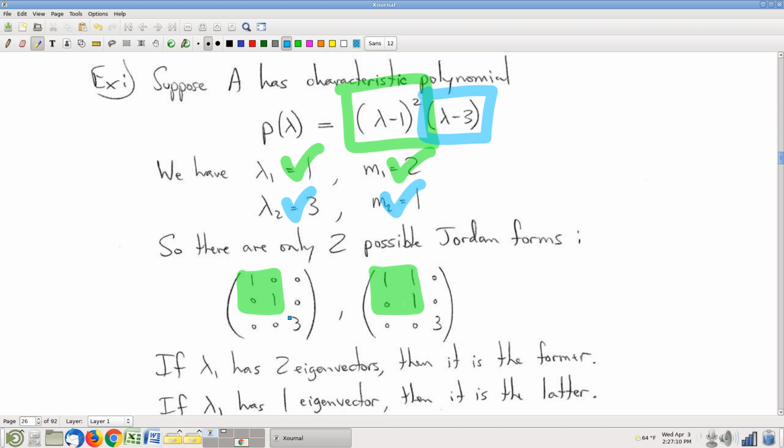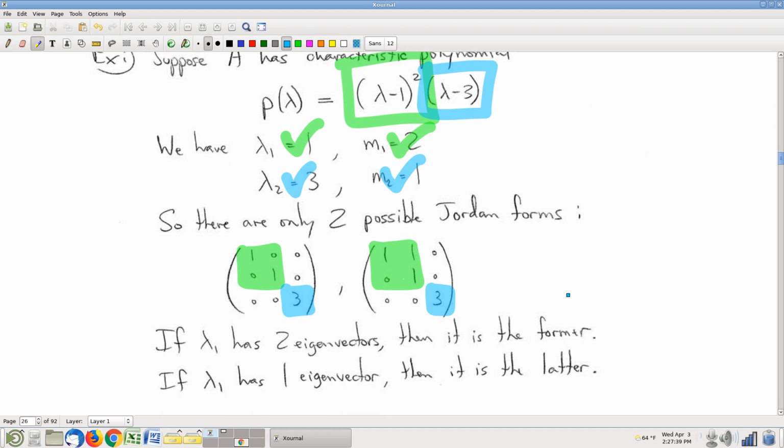This other factor tells you that you have an eigenvalue of 3 with multiplicity 1. That tells you that there is a 1 by 1 eigenvalue block down there. 1 by 1s are super easy. There is, of course, only one eigenvalue block. That's 1 by 1 with eigenvalue 3. So grand total, these are the only two possible Jordan forms. That's it. I haven't found the Jordan basis, but these are the only possible Jordan forms.